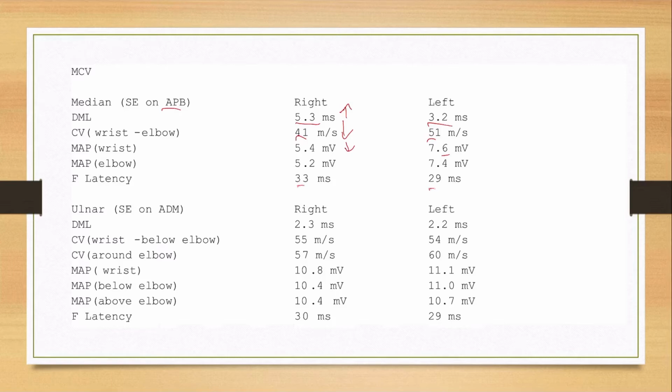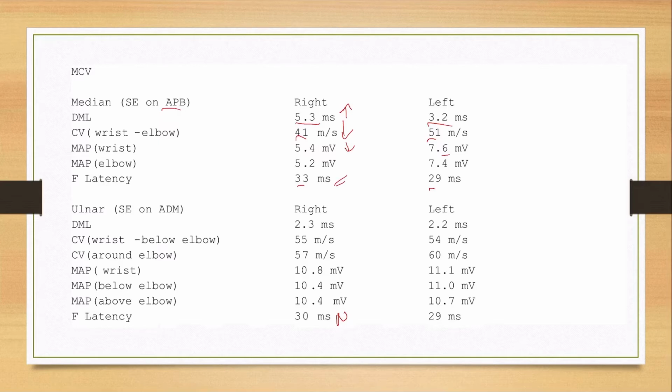Then in terms of the motor amplitudes, these are all very normal motor amplitudes on both sides, and the F latencies are about the same. But again, just comparing the F latency between the APB and that of the ADM, that is absolutely normal over there. It's 30, and this one we were saying was a little bit on the borderline, like so.